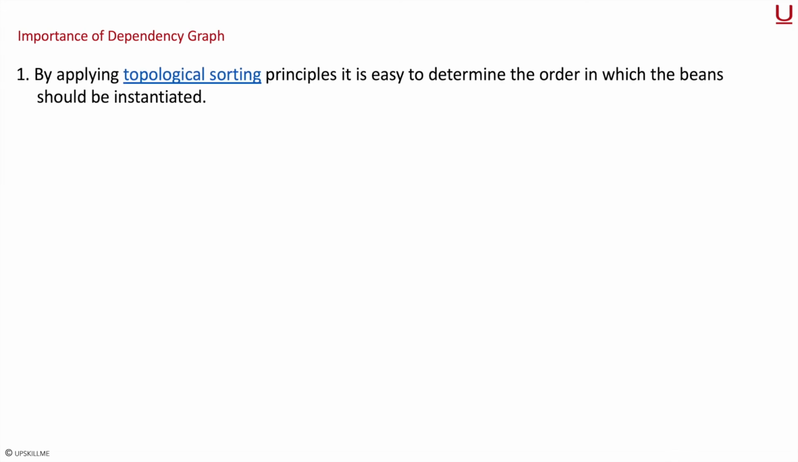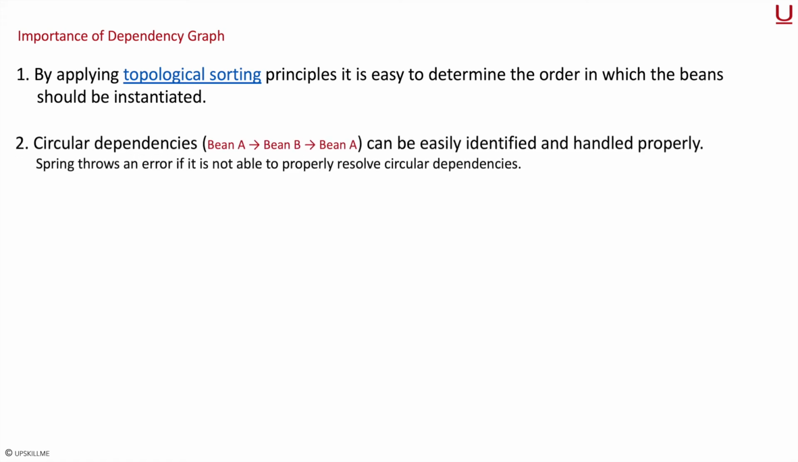It is important to represent dependencies in such a graph because, number one, by applying topological sorting principles, it is easy to determine the order in which the beans should be instantiated. Number two, circular dependencies can be easily identified and handled properly. Spring throws an error if it is not able to properly resolve circular dependencies.